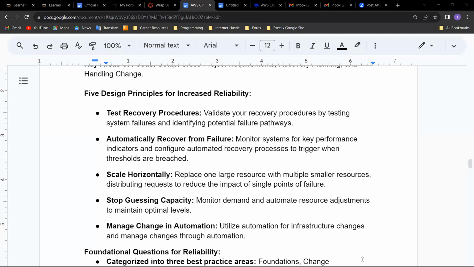Yeah, so that is it. Operational excellence talks about the continuous improvement of your operations and then delivering business value. So that is what the operational excellence pillar focuses on.